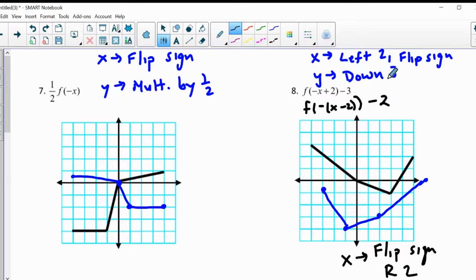And then the y's, sorry about that, the y's go down 3. So I take all the y values and move them down 3 of whatever happens to this point. Okay, so whatever happened to, for example, this point at 5, 2. So the x's are left 2, and then we flip the sign. So this one's going to get transformed to x equals -3. And then the y's get moved down 1. So this point gets moved over to here.